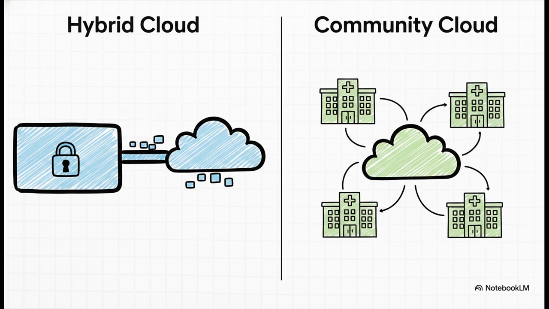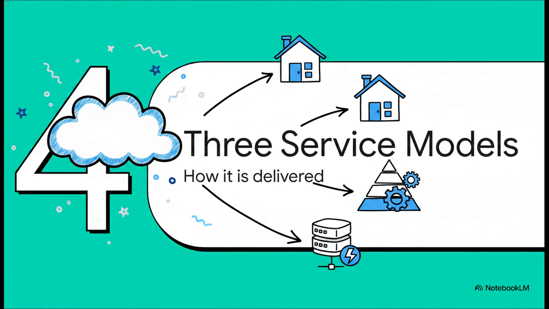Finally, we have the community cloud. This is an infrastructure shared by several specific organizations that have common goals, similar strict compliance requirements, or maybe they just belong to the same industry. It's a clever way to split the costs while still maintaining a much higher level of security than a standard public cloud. Next up, Section 4, 3 Cloud Service Models.